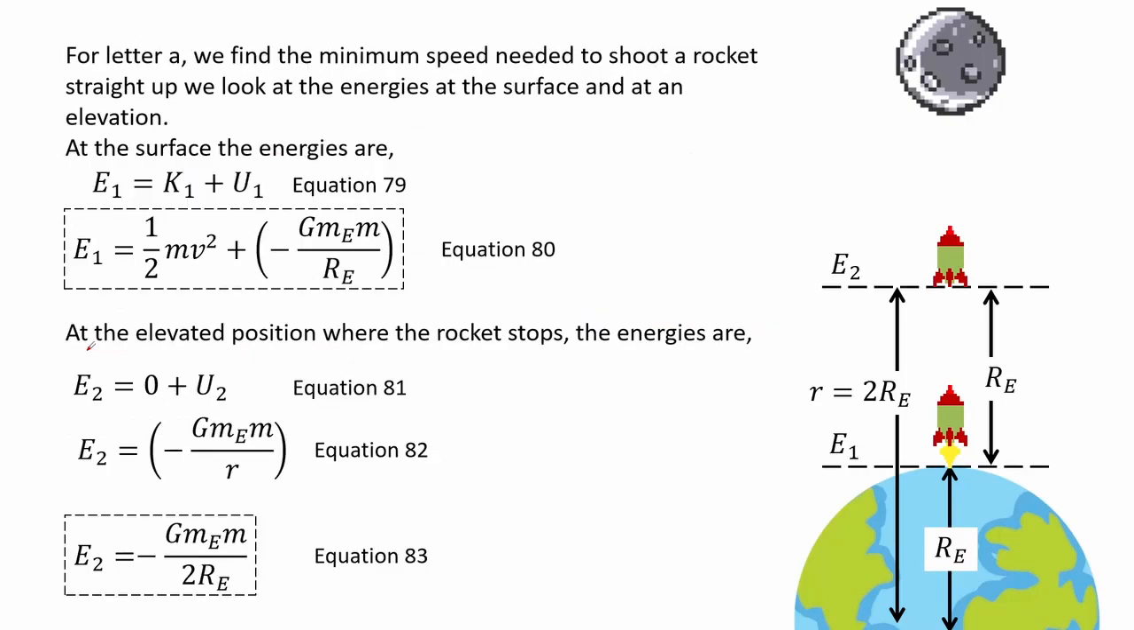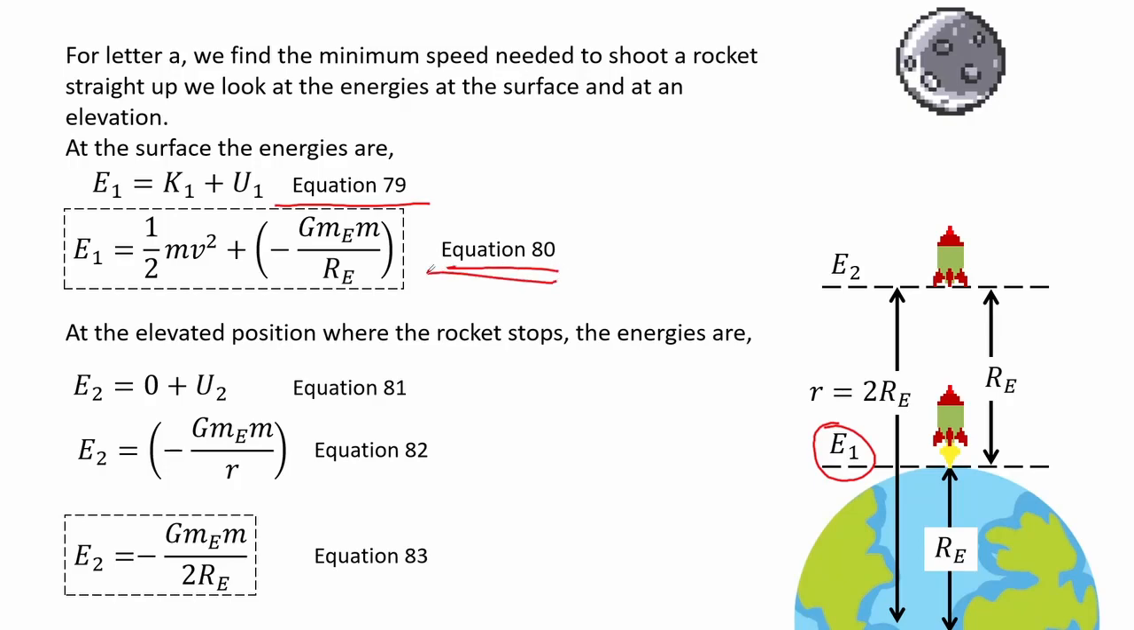For letter A, we find the minimum speed needed to shoot a rocket straight up. We look at the energies at the surface and at an elevation. At the surface, the energy is shown here in equation 79. Here the rocket has both kinetic and potential energy since it is launched with an initial speed, or minimal speed, which we need to find out. So we have the expression shown in equation 80.